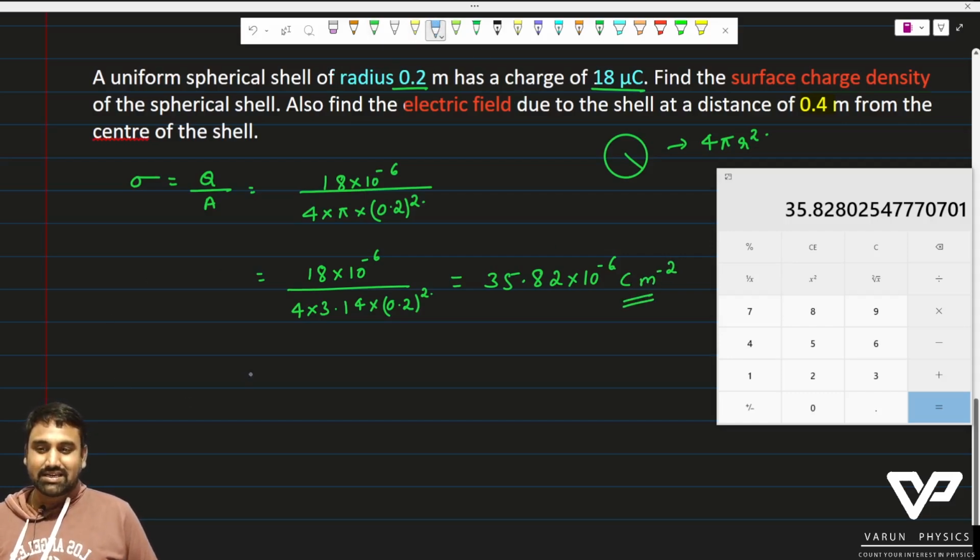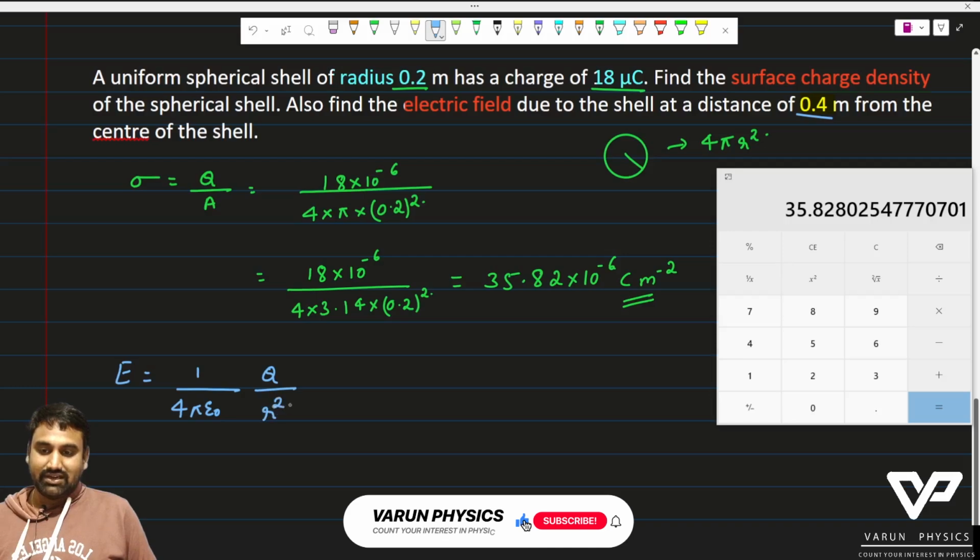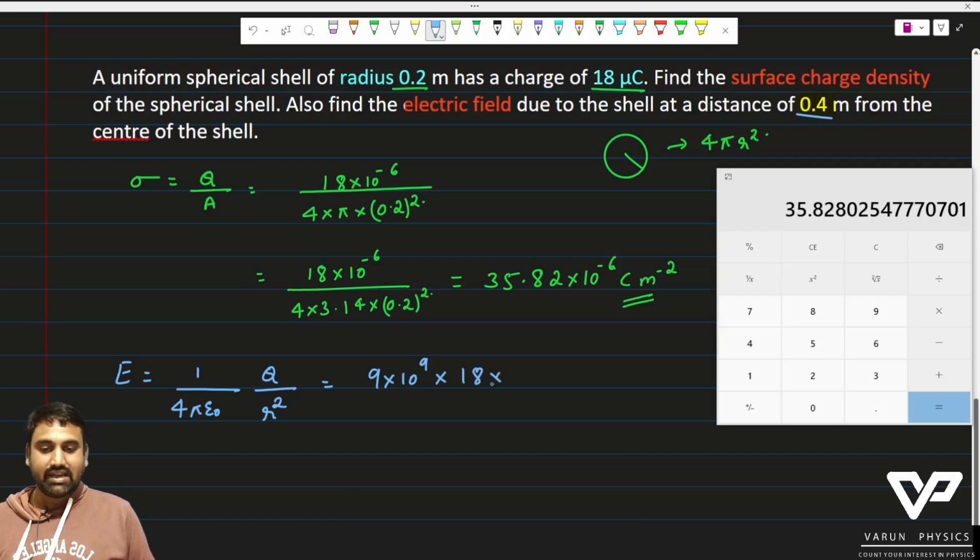See, a spherical shell behaves as a point charge when we are measuring the electric field outside. Now the radius is 0.2, and the distance from the center is 0.4, therefore the point is outside. So outside, the electric field is equal to 1 by 4 pi epsilon naught q divided by r square. It just behaves as a point charge. That is 9 into 10 to the power of 9 into the charge, 18 into 10 to the power of minus 6, divided by the distance 0.4 whole square.